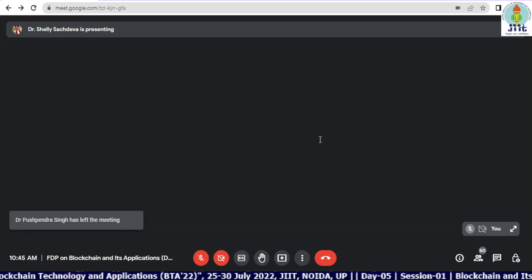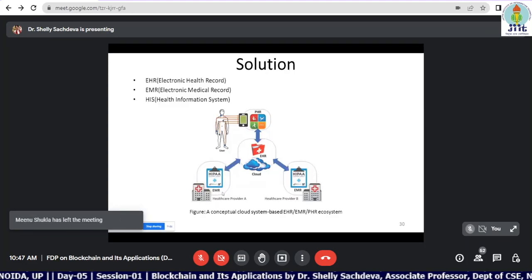So in order to have an answer to all these challenges, what it says is that first of all, let us make a move towards the electronic health record, medical record, or a health information system. Okay, so PHR stands for personal health record, EHR stands for electronic health record. We had something as a cloud, compliant to the HIPAA compliance, and then we saved it in the form of an EMR.